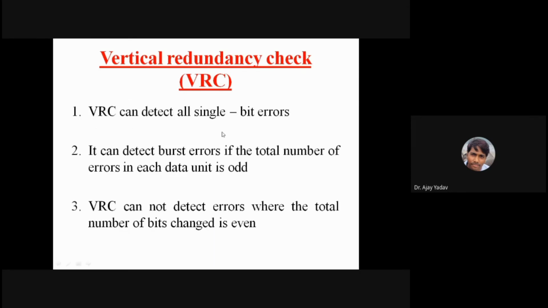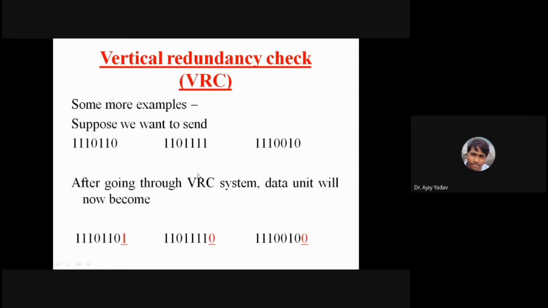So VRC can detect all single bit errors. This is what I told you just now. For single bit errors, this is a very good, very efficient system. It can detect burst errors if the total number of errors in each data unit is odd. If an odd number of bits are changing, then also it can detect. But if an even number of bits are changing, then this method will not be efficient to tell you whether an error has occurred or not.